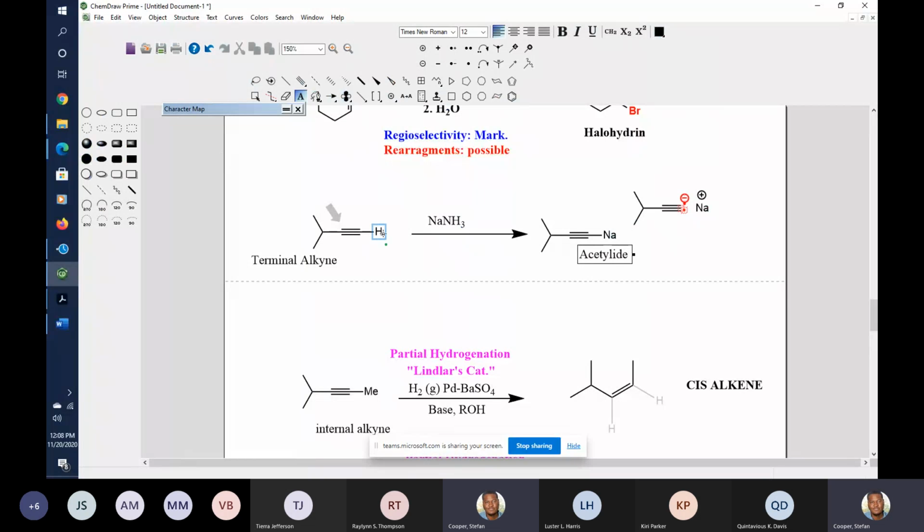So terminal alkynes have an acidic H. I'm going to go ahead and put a note here. You guys can keep that in mind. All right. This H is acidic. We talked about that. You guys remember the pKa of this is about 25, right? So this base is strong enough to remove it.